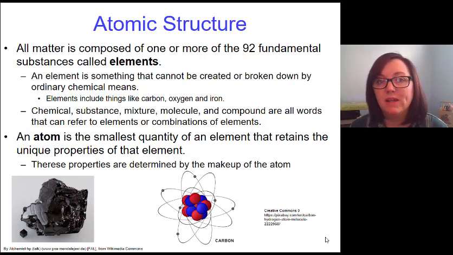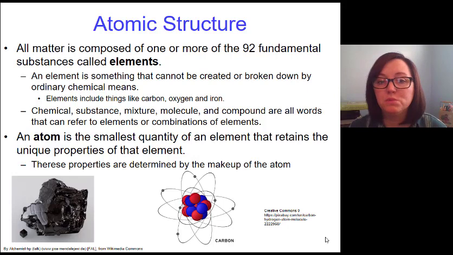Matter is made up of elements, and elements are things that can't be broken down into smaller pieces by any ordinary means. You've probably seen a periodic table that shows all the different elements that exist on Earth. So elements include things like iron and magnesium and potassium and carbon. The terms chemical, substance, mixture, molecule, or compound are all somewhat general words that refer to elements or combinations of elements.